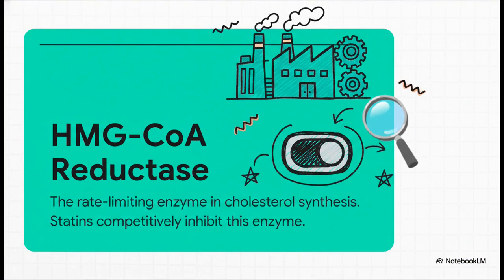So the whole secret to statins is what they target. Think of your liver as a cholesterol-making factory. Now, every factory has a main power switch, right? The one that controls the whole production line. In our liver's factory, that main switch, the rate-limiting step, is this enzyme HMG-CoA reductase. If you can control this switch, you can control how much cholesterol the body makes.